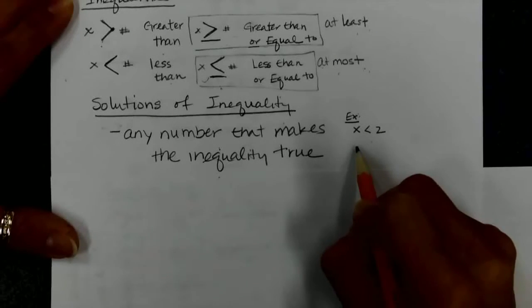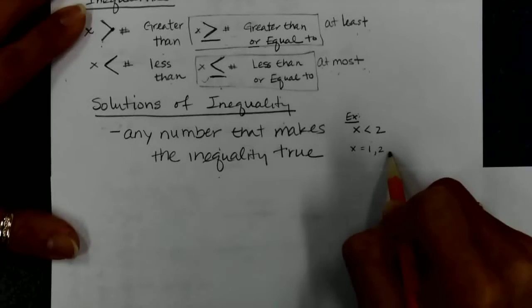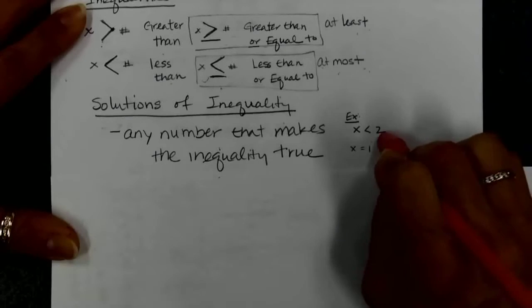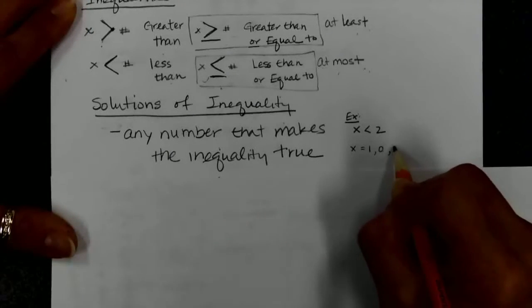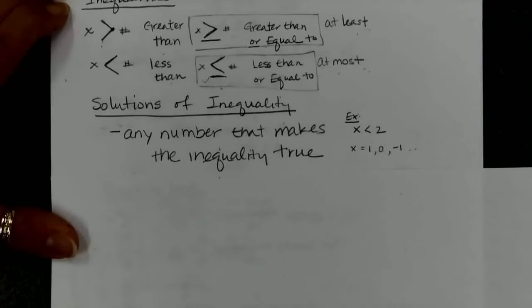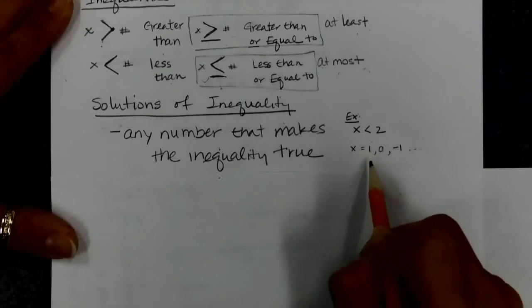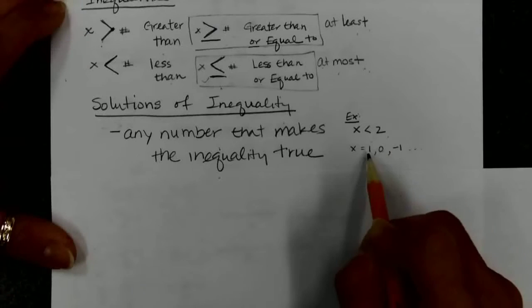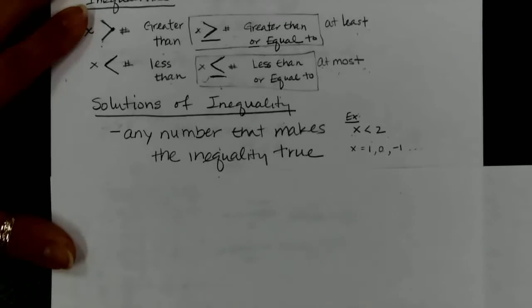So I can say, well, x could be 1, or it could be 2. Could it be 2? No, it cannot, right? So I could say it's 0, or any negative numbers, -1, all the way down to the negative side. Okay, so any numbers that are less than 2, any of these numbers that will make the statement true, are your solutions.